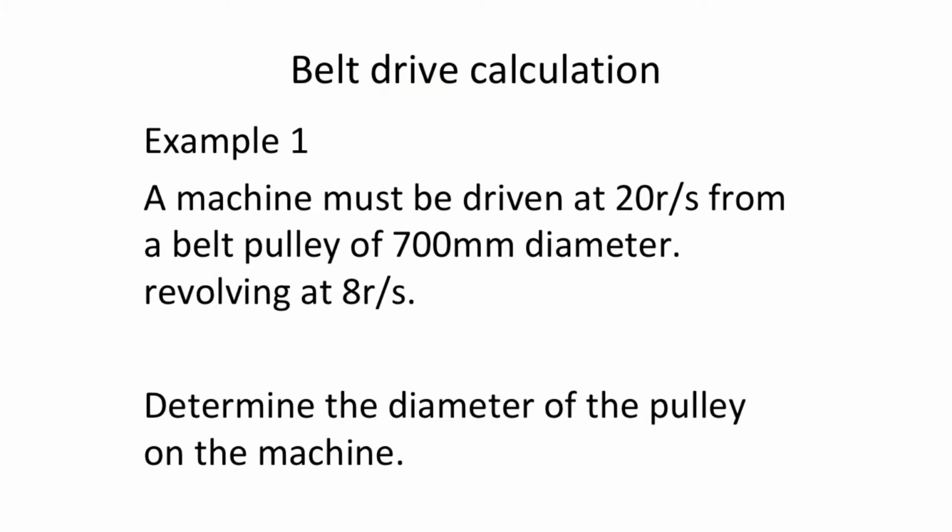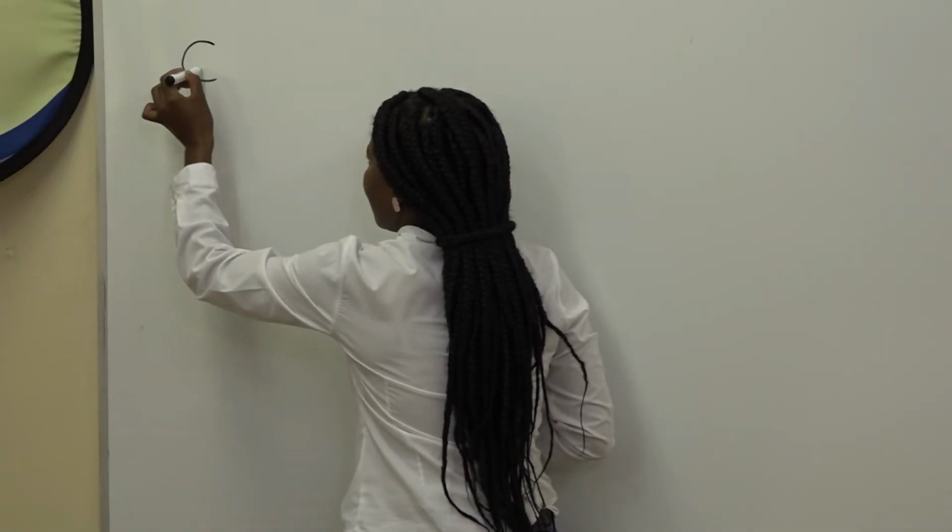So now let us look at the belt drive calculation. We have our example, which is example one. It says a machine must be driven at 20 revs per second from a belt pulley of 700 millimeters diameter, revolving at 8 revs per second. Let's first look at our given data.